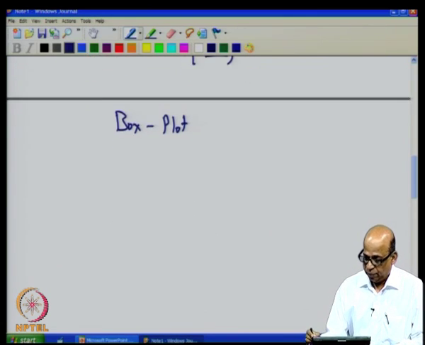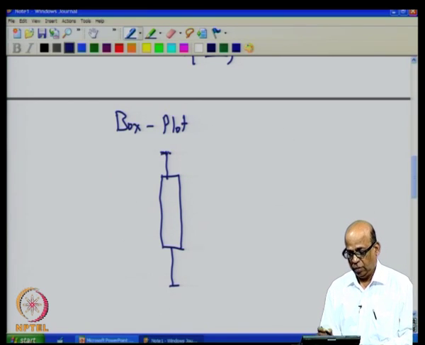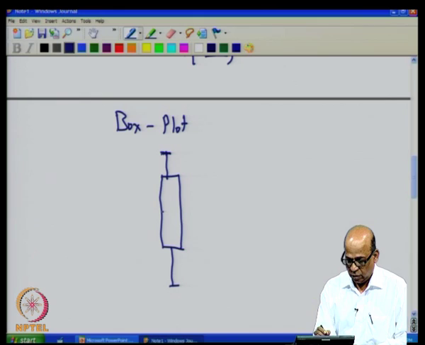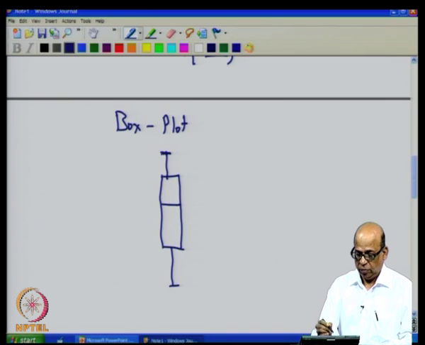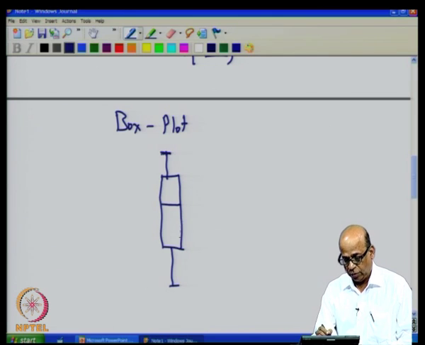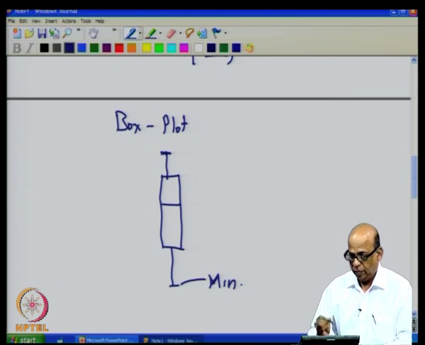I will just draw a box plot and then we will see what information it contains. Typically, we show the box plot like this. It is also called as a Whisker plot. So, we may have lines like this. So, this is a typical box plot, assume that this is in fact a straight line. So, this is a rectangular box that I have drawn here. Now, the lowest point corresponds to the minimum of the data or the sample, minimum value in the sample.